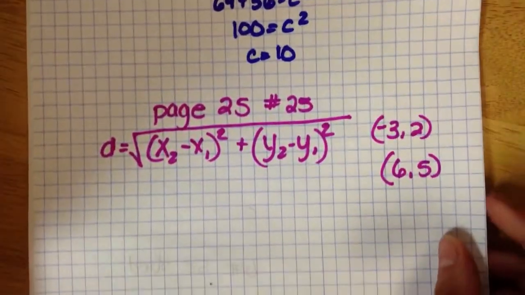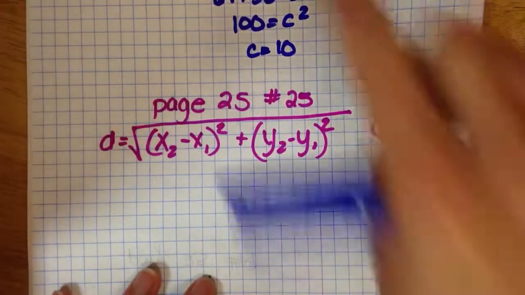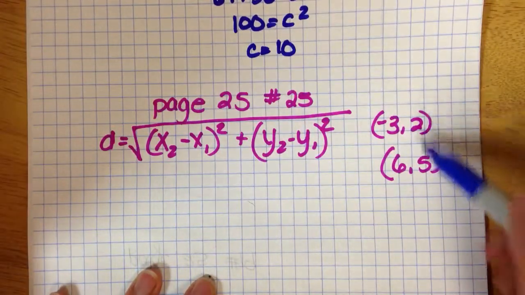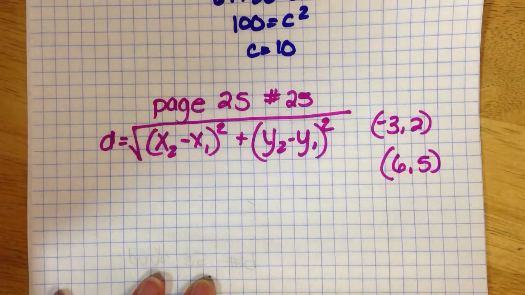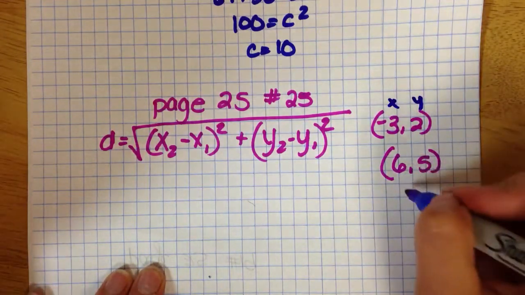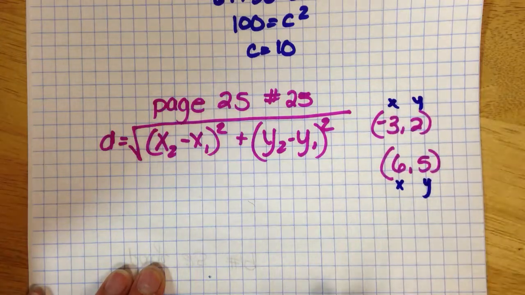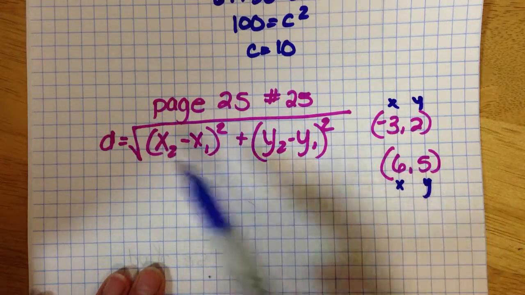Okay, the other question on page 25 is number 25. It's also asking you to find the distance between 2 points. It gives you the ordered pairs, but this time it's specifically asking you to use the distance formula. Each ordered pair is always x and then y. So here's your distance formula. We're just taking those points and substituting in.